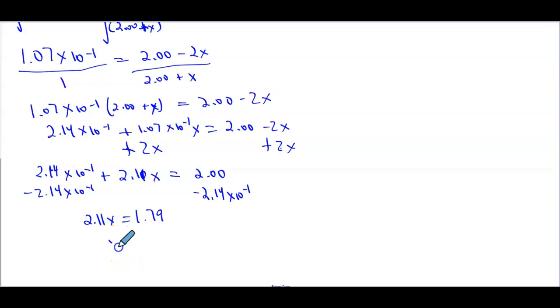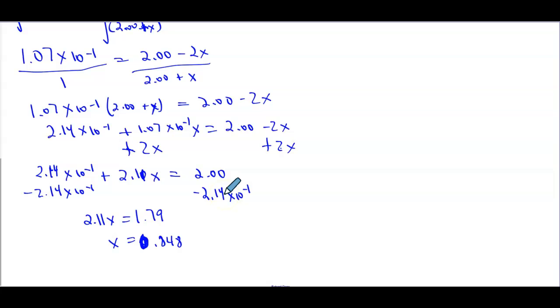So then I can divide both sides by 2.11. And so I get 1.79 divided by 2.11. And I get my x to be 0.848. So that's x. This is a 0. Make sure that's clear and doesn't look like a 6. Now, there you go.